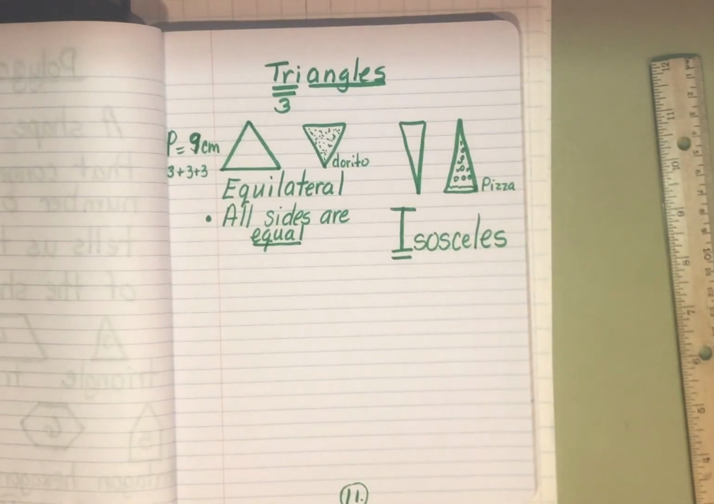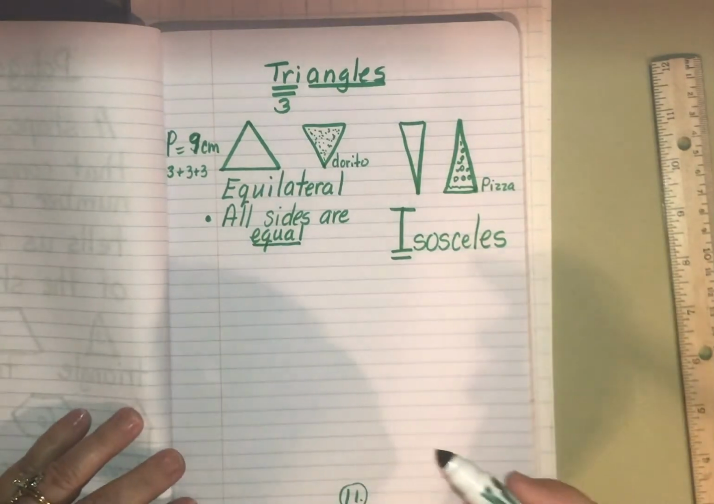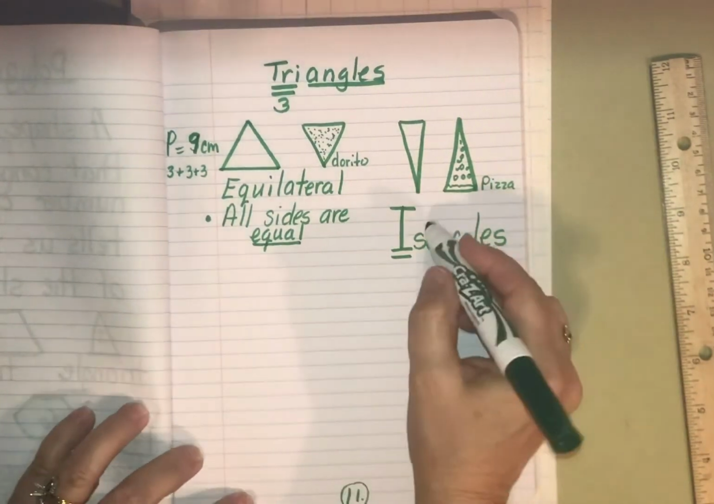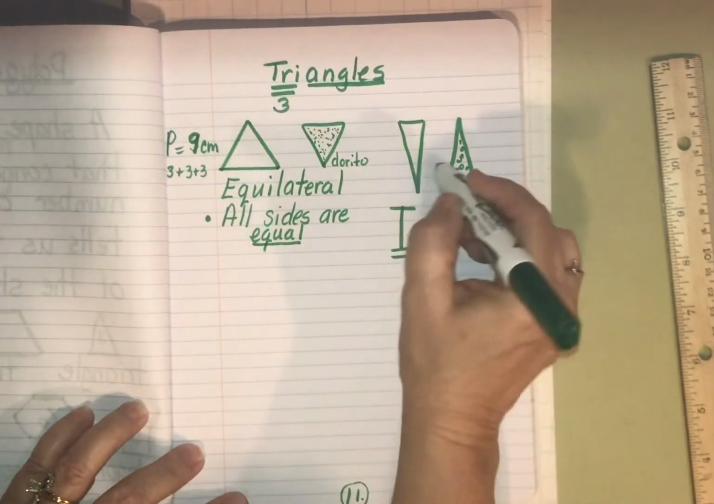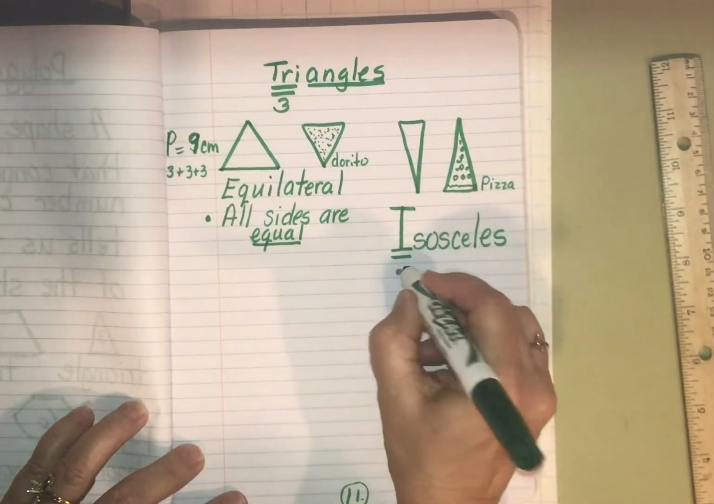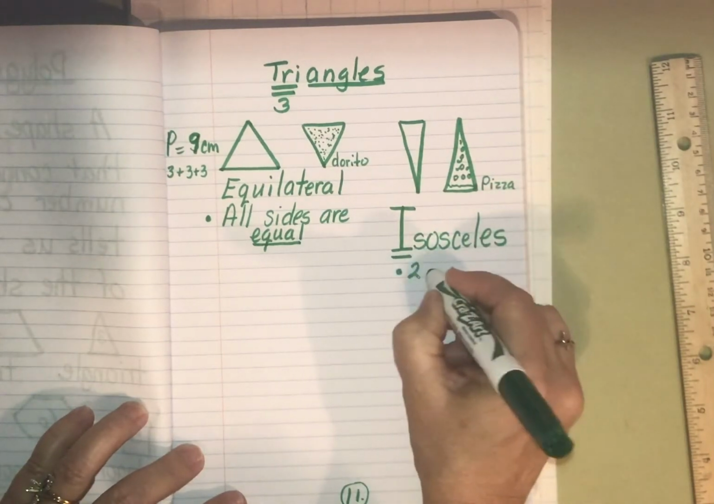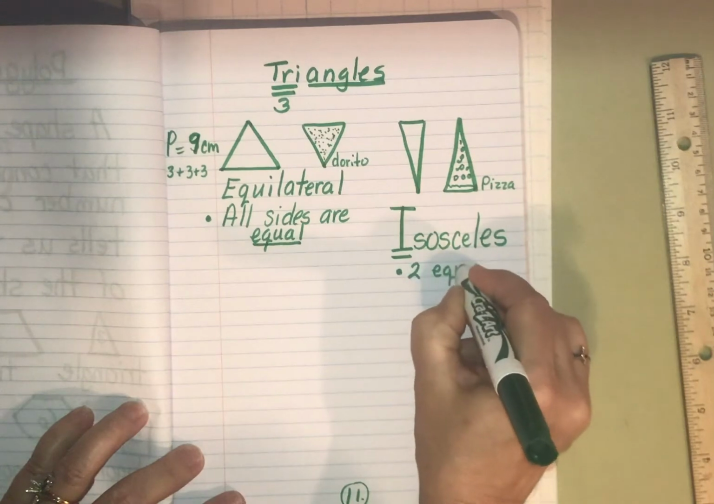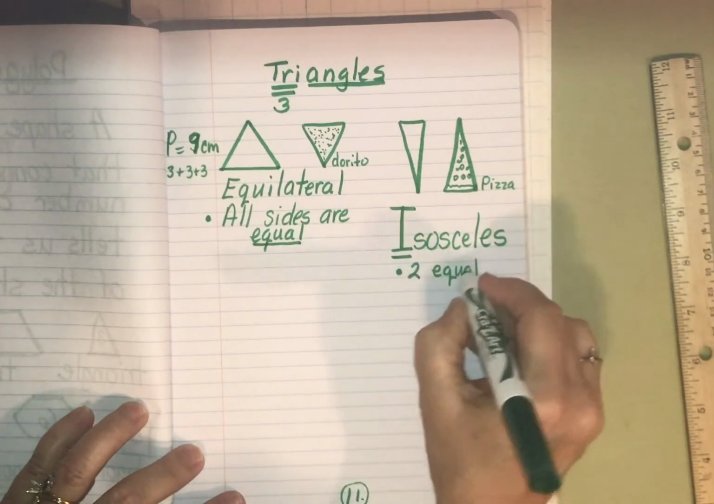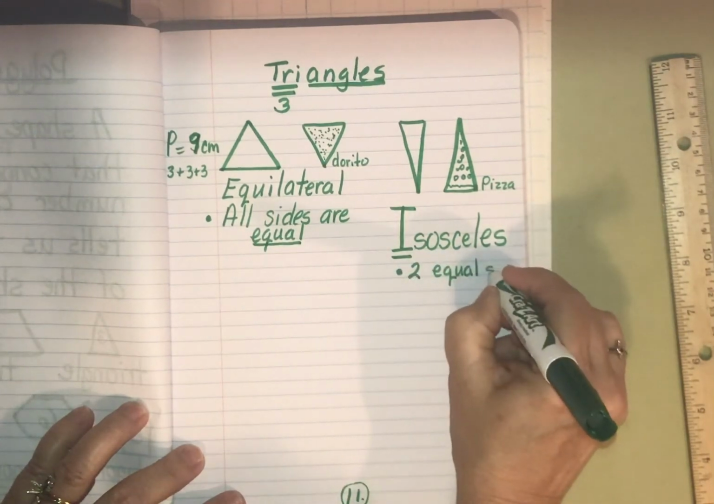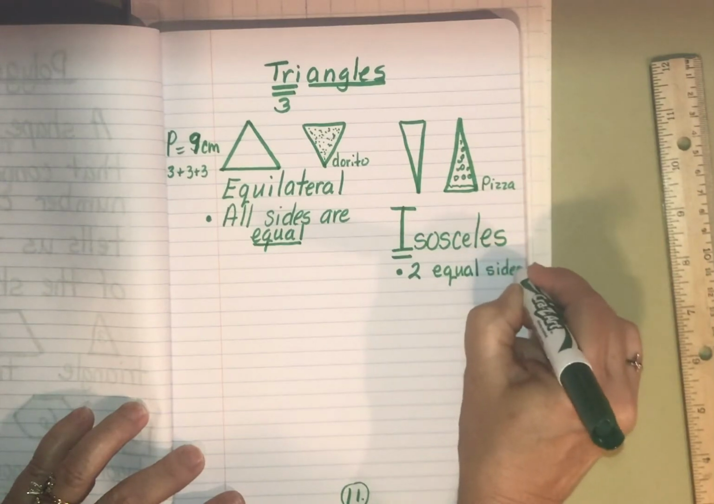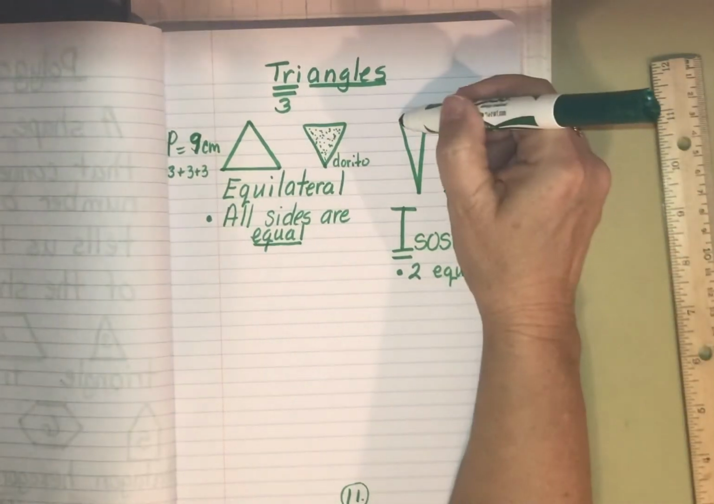No, Dorito does not have an E. Okay? Now, the attributes for the isosceles is that it has two equal sides. I talked about it being long, but it's two equal sides. All right, so this one is short.